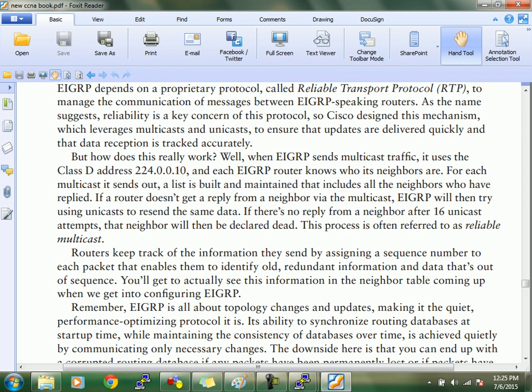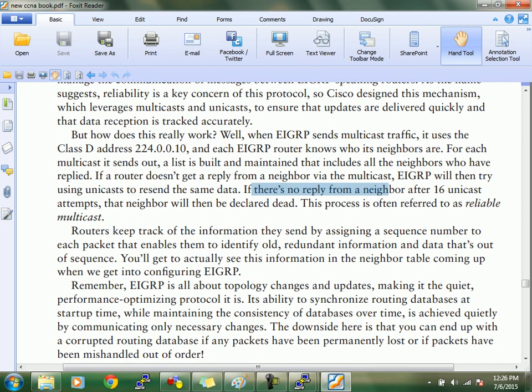Read the line carefully, yaar. Well, when EIGRP sends multicast traffic, it uses the class D address. Each EIGRP router knows who its neighbors are. For each multicast it sends out, a list is built and maintained that includes all neighbors who have responded. If a router doesn't get a reply from a neighbor, EIGRP will then try using unicast to resend the packet. If there are no replies from the neighbor after 16 unicast attempts, the neighbor will be declared dead. This process is often referred to as reliable multicast.